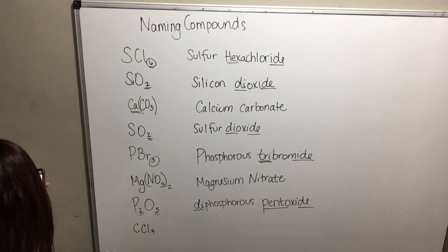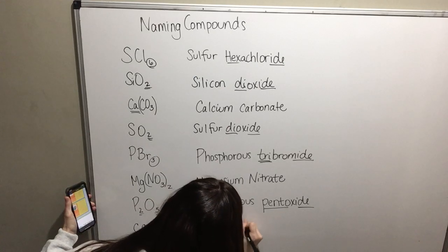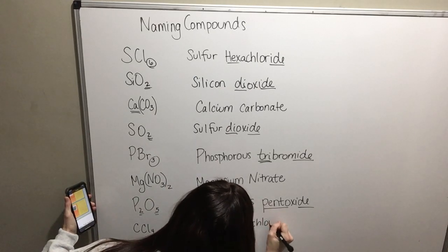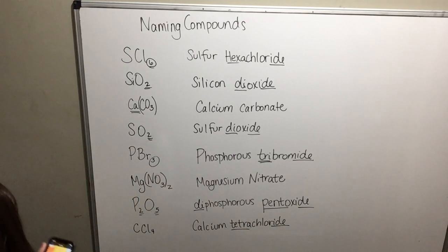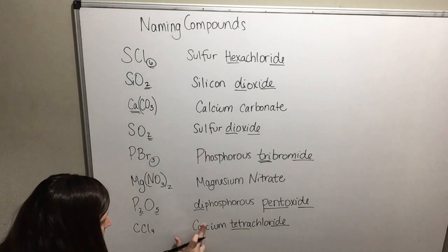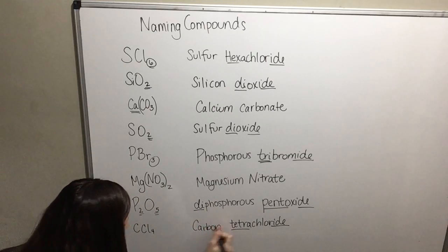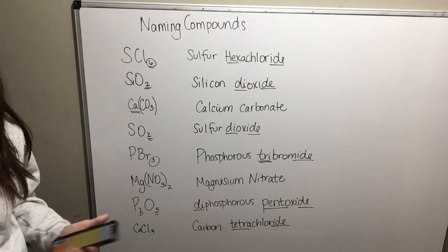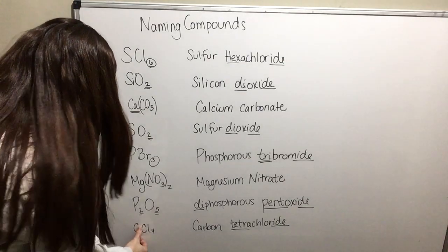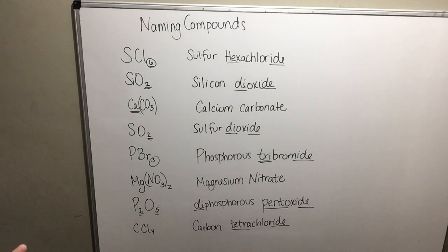So this is calcium tetrachloride. Tetra means 4. There we go. And again, it should have been carbon. This is where the mistake also is. If it was calcium, it would be Ca. Okay? All right. So the one that was written there is carbon tetrachloride, not calcium. So those are your answers for naming compounds and writing formulas.